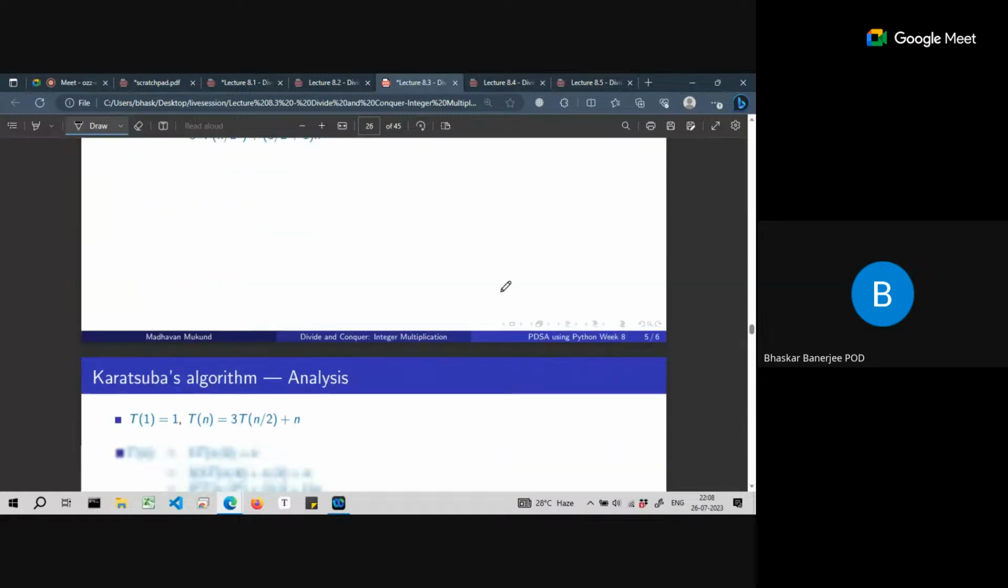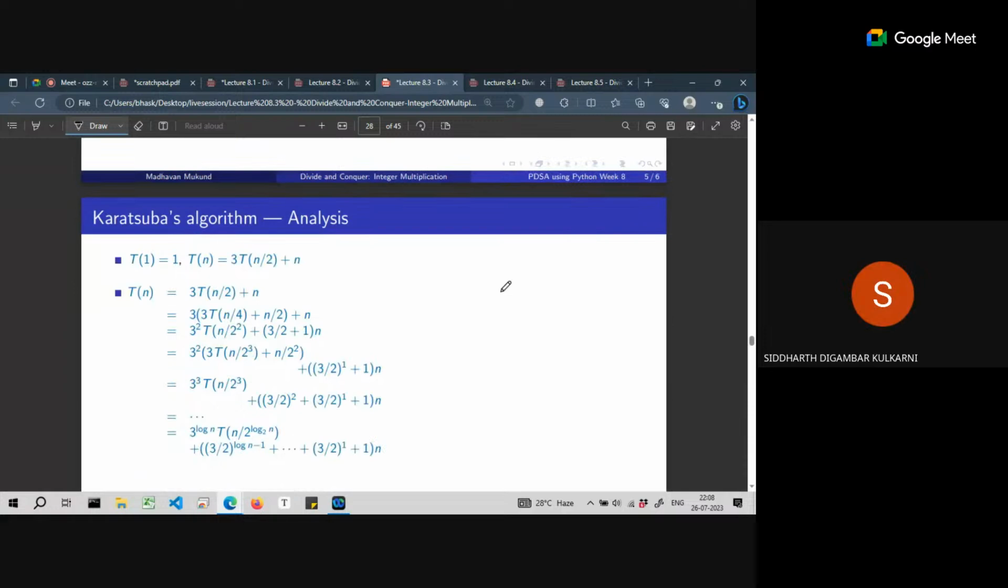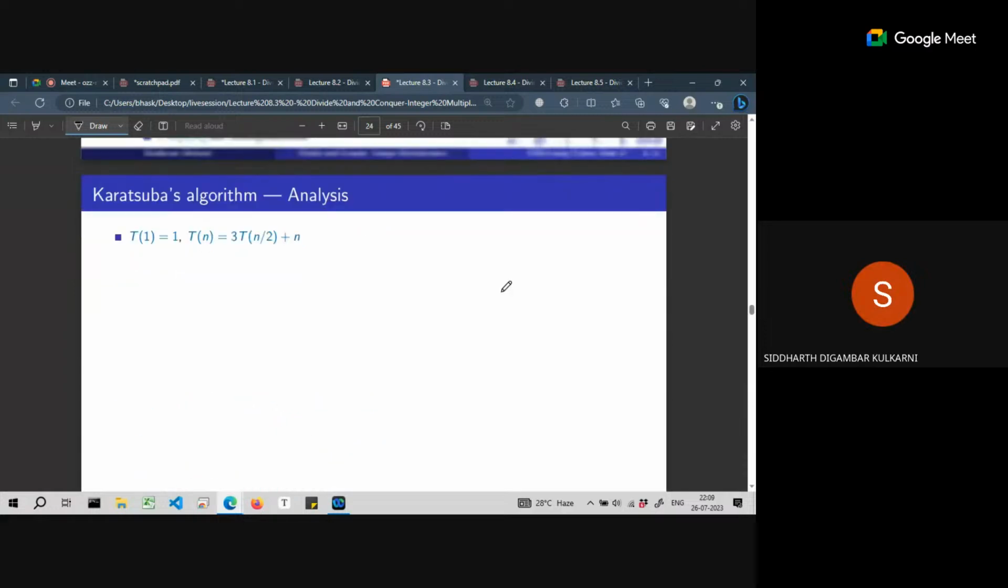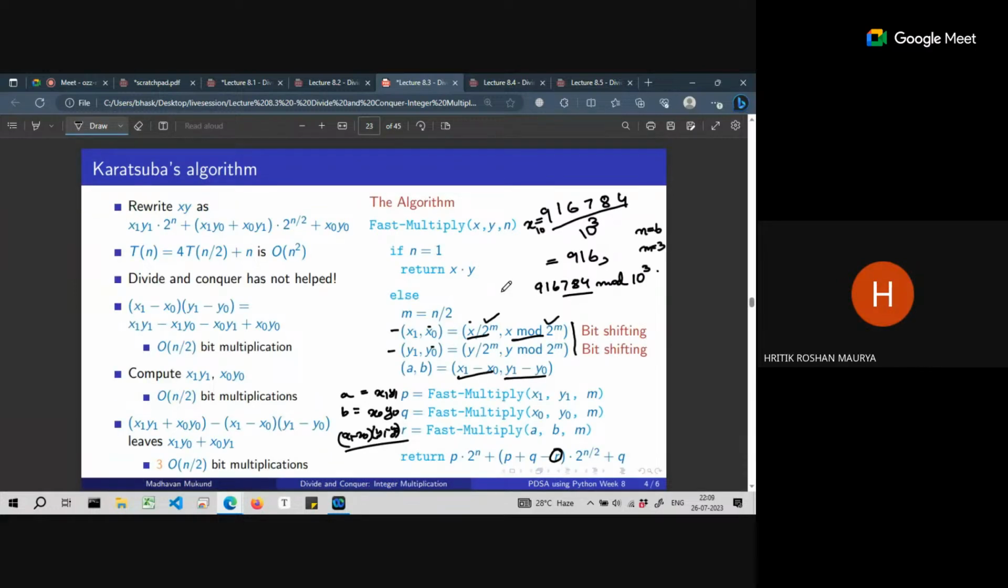Any doubt? Sir, does Python multiply... Sorry, sir, let him complete his question. Does Python use this algorithm to multiply numbers whenever it does? Most probably not, because it is not needed at this level.